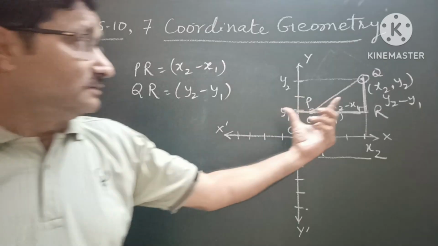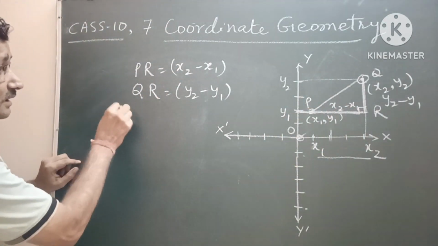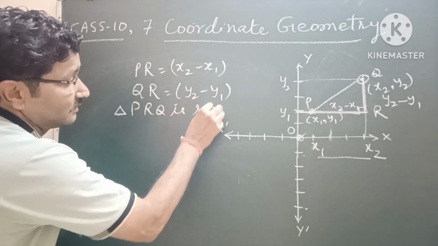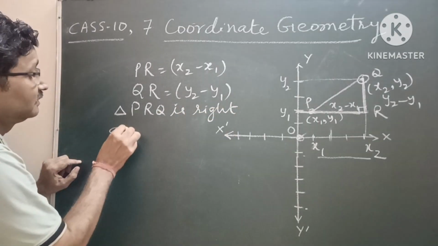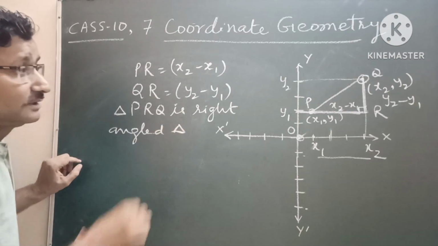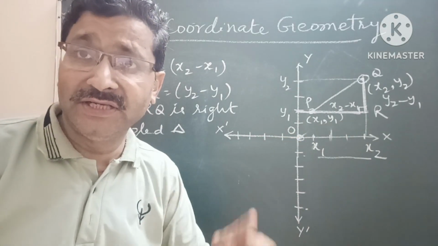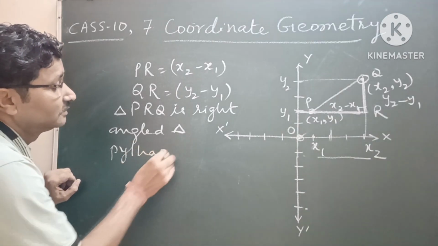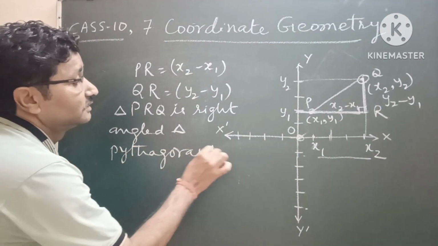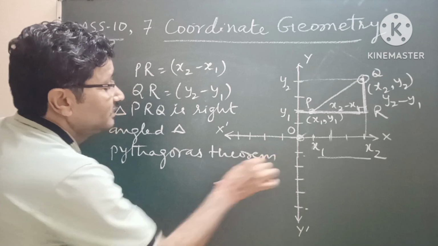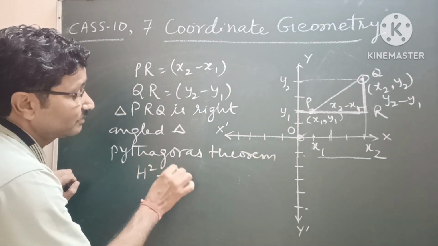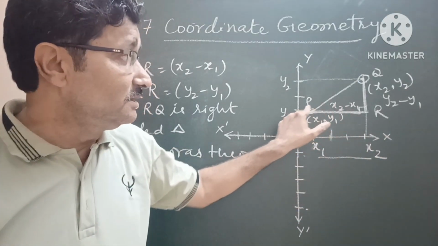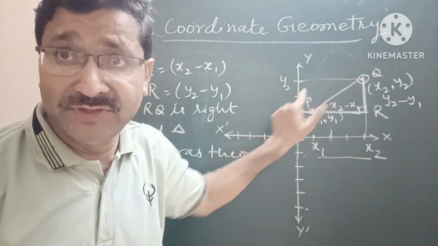Now this triangle PRQ is a right angle triangle. This is 90 degrees, so it is a right angle triangle. We can apply the Pythagoras theorem here. Hypotenuse square equals perpendicular square plus base square. For this triangle, you can see PQ is the hypotenuse.